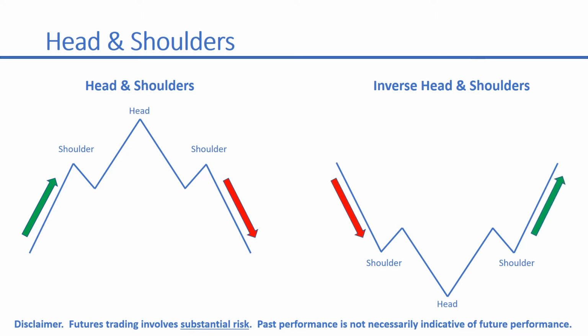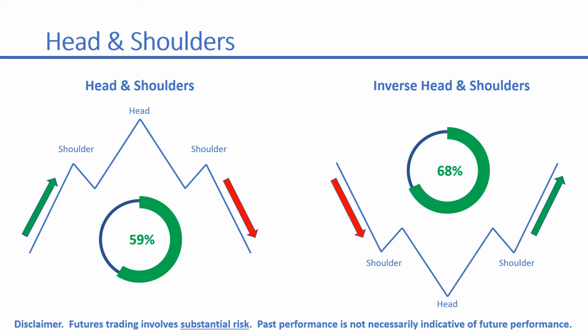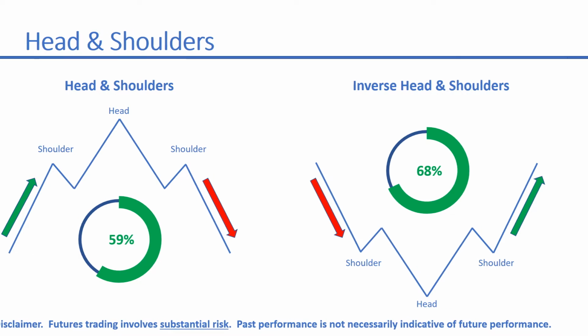Suri has done elaborate studies on the success of chart patterns. These studies auto-detect patterns in various instruments and in various time frames. With proper identification, market context, and trade execution, his testing shows a success rate for the head and shoulders pattern of 59%, and for the inverse head and shoulders pattern, a 68% success rate. Remember, past performance is not necessarily indicative of future performance.